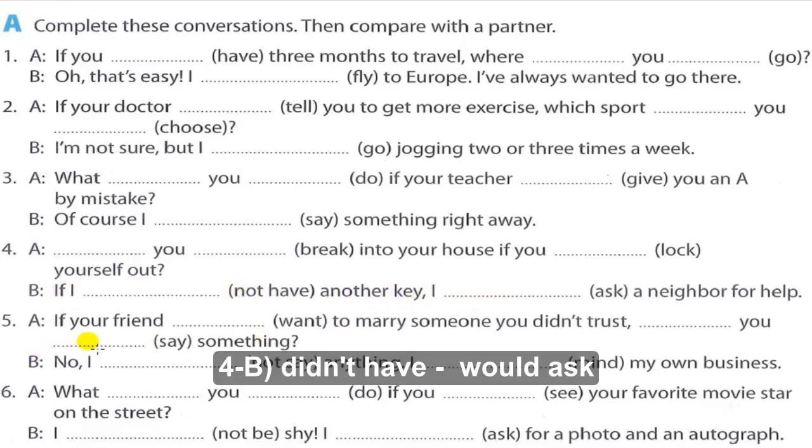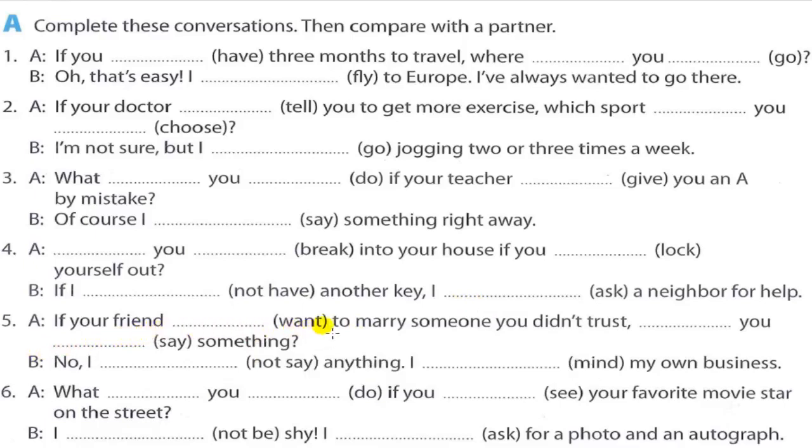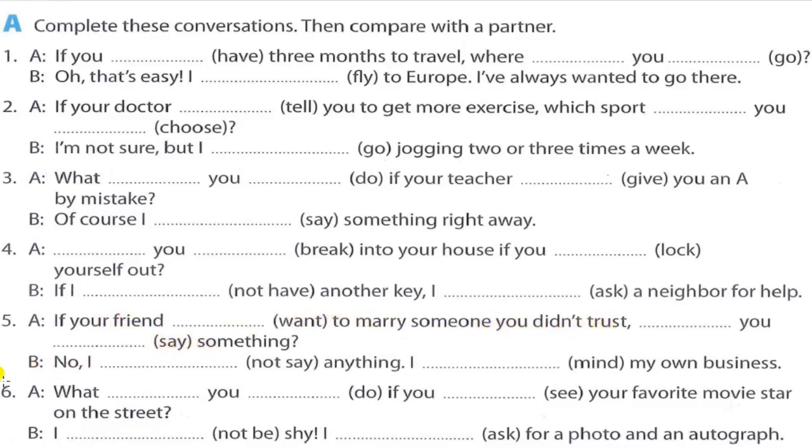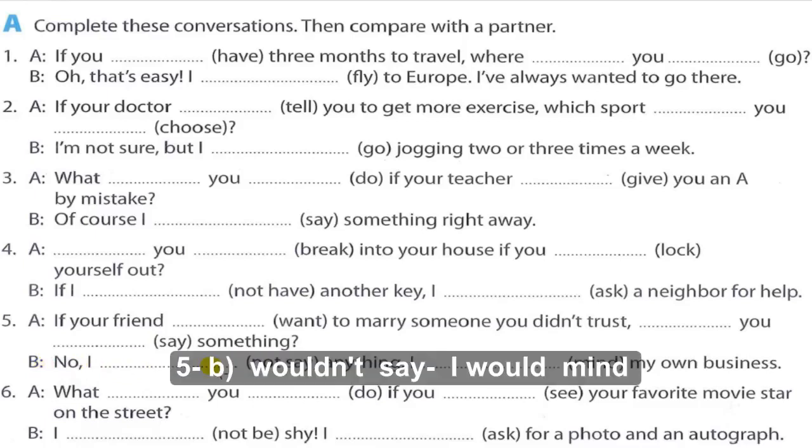5. If your friend wanted to marry someone you didn't trust, would you say something? No, I wouldn't say anything. I would mind my own business, because this is none of my business.